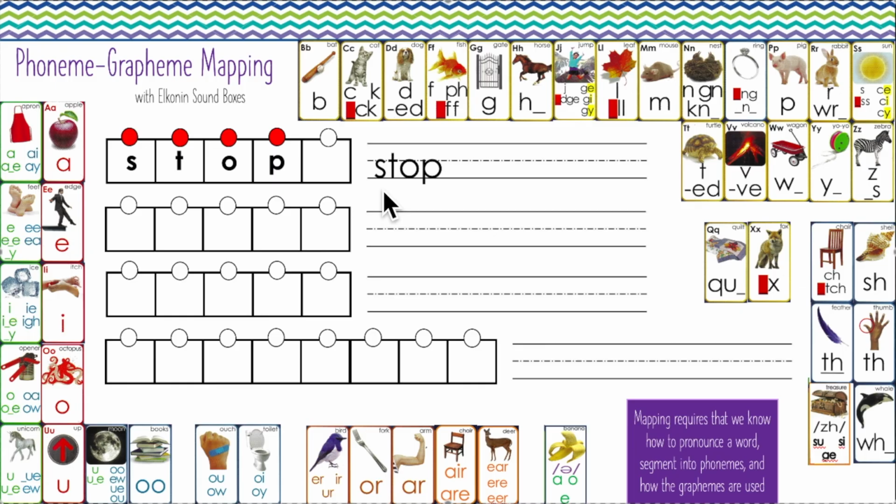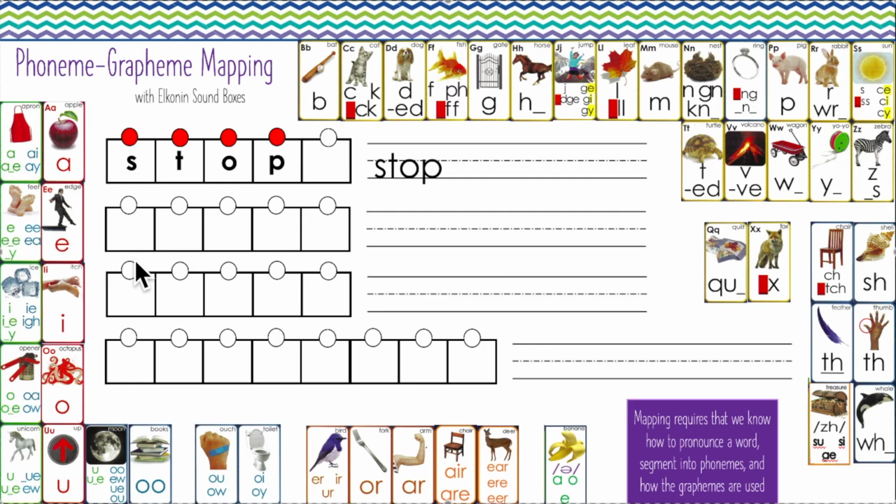S-T-O-P spells stop. Nice job. We would check it, erase, and go again. So our second one would be bake. The word is bake. What's the word? Bake. I like to bake a cake.